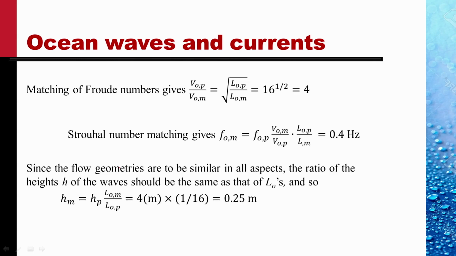Since the flow geometries are to be similar in all aspects, the ratio of the height h of waves should be the same as that of the characteristic lengths. And so the height of the waves h_m is equal to the height of the waves in the prototype times the length scale of the model divided by the length scale of the prototype. And this gives you 0.25 meters. So instead of 4 meter high waves, we need only 1/4 meter high waves in the model channel, something that is easy to achieve.